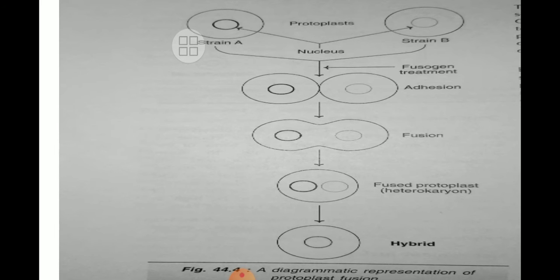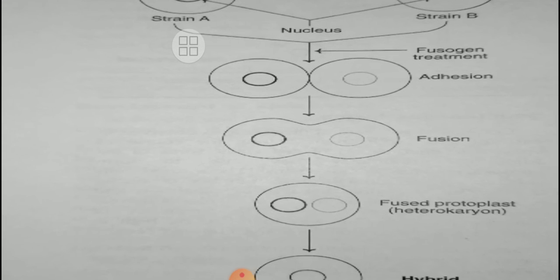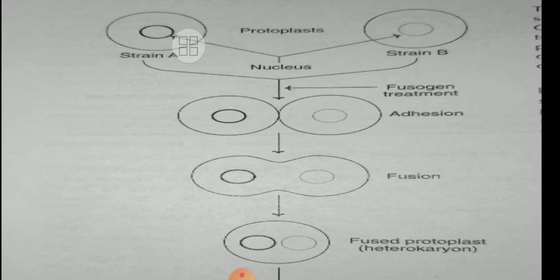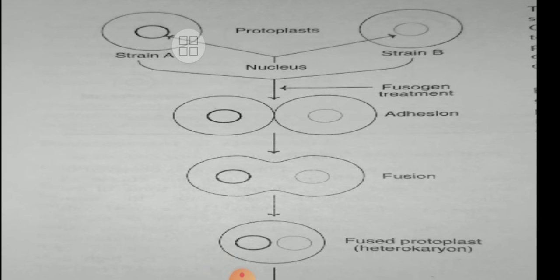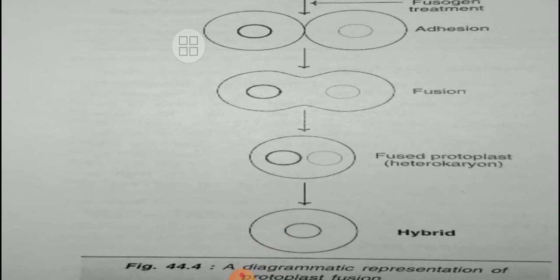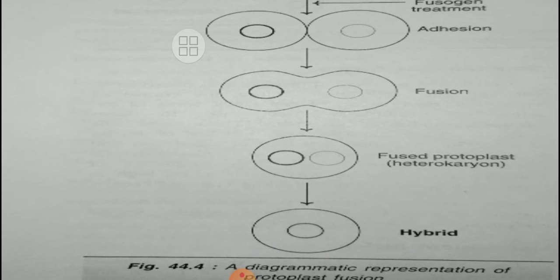Now my friends, as I have already said to you, you have to look at this diagram. In this diagram we will be able to see the protoplast of A strain and the protoplast of B strain, isn't it? And here the fusion treatment is given, then adhesion takes place, fusion takes place, and the fused protoplast we will be able to find as heterokaryons, in the sense two nuclei are there, one from A strain, another from B strain. Now this A and B fuse with each other, and finally we form the cell which is a hybrid one, isn't it? So nuclei get fused, protoplasm of both the two different strains gets fused, and finally we are getting the hybrid cell.